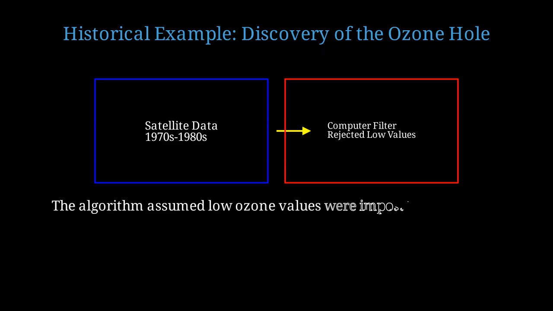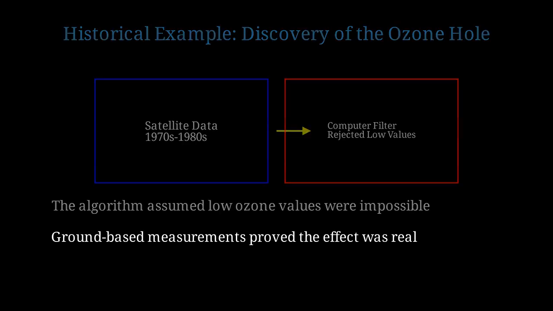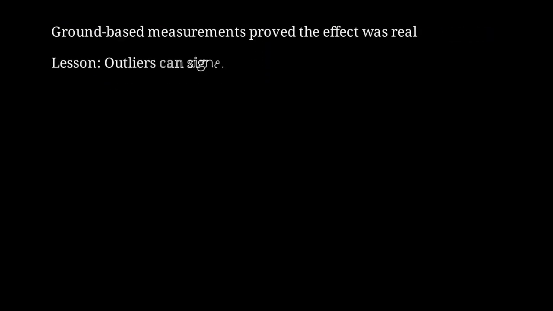The algorithm was designed with the assumption that ozone concentrations couldn't drop below certain levels. So when the instruments detected extremely low values over Antarctica, the software automatically flagged them as errors and discarded them. It wasn't until ground-based measurements independently confirmed these low values that scientists went back to the satellite data and realized the anomaly was real. By that time, several years of critical data had been lost. This is a perfect example of why you should never automatically discard anomalous data. What looks like noise could actually be a groundbreaking discovery.